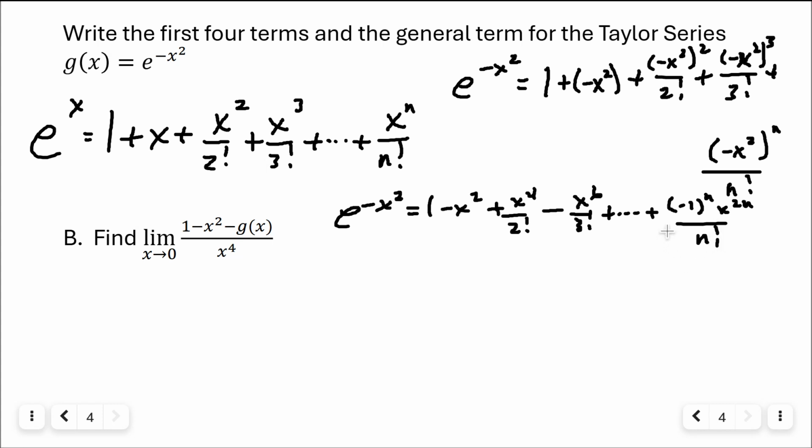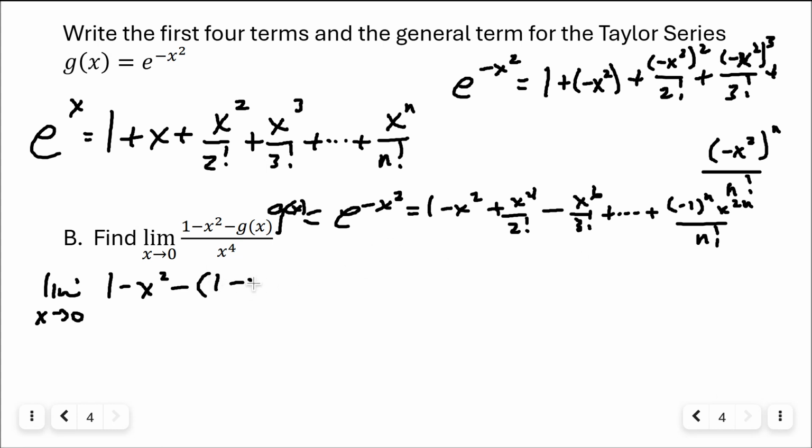All right, now, what do I want to do with this? Well, now I want to find the limit in part B as x goes to 0 of 1 minus x squared minus g of x, over x to the 4th. Whoa. So this is g of x, right? So I am going to replace g of x with the terms in this series. I'm allowed to do that. Leave the 1 minus x squared there, minus all these terms.